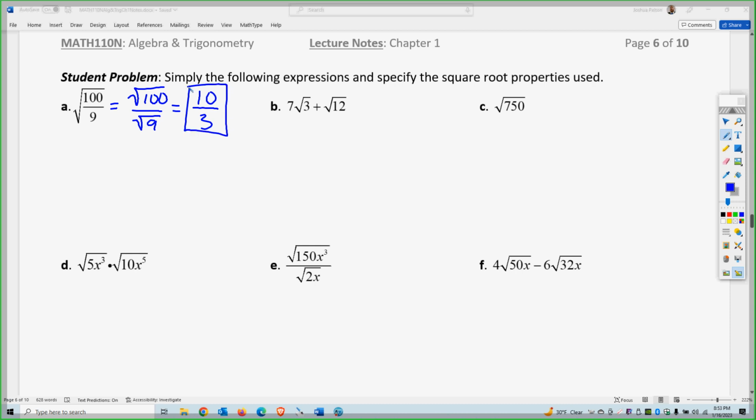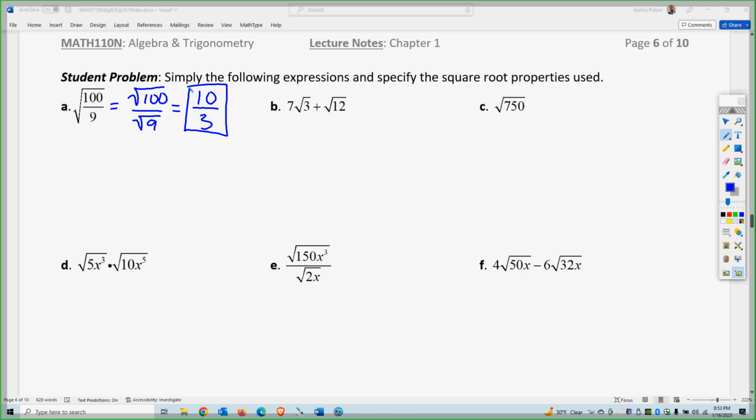Okay, so this is adding and subtracting. There's only one rule for adding and subtracting from kindergarten to college, right? Are they like terms? In fact, these are not like terms. Root 3 and root 12. If they're both root 3 or both root 12, you could add them, but you can't.